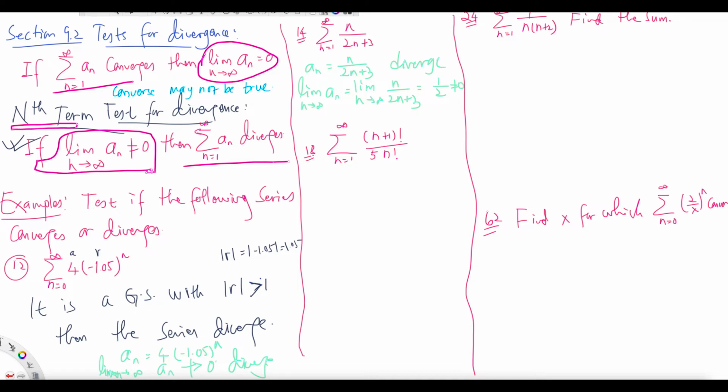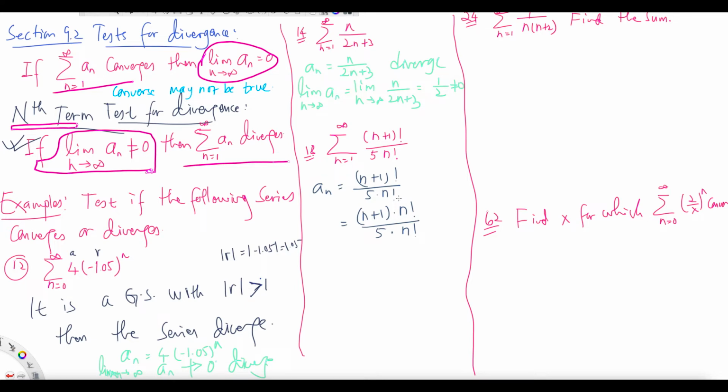Let us do question number 18 here. This is not a geometric series because there is no a r to the n format. So what is a n then? a n is (n plus 1) factorial over 5 times n factorial. Do you know what (n plus 1) factorial is? Can you expand that a little bit? So what I'm going to do is write (n plus 1) times n factorial divided by 5 times n factorial. That's what I'm doing here.